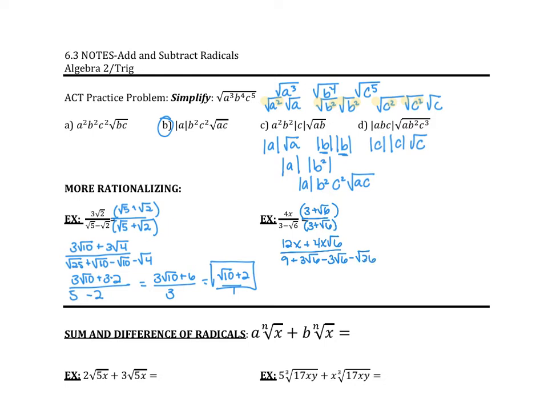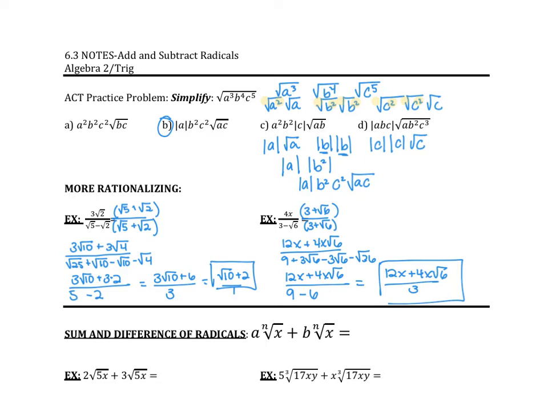Now remember, the whole point of rationalizing the denominator is to get rid of any radicals in the denominator. So let's see if I've accomplished that. We would get 12x plus 4x root 6 over 9 minus 6. So we get 12x plus 4x root 6 over 3. And that's as far as this can be simplified. So this is my answer. How'd you do?